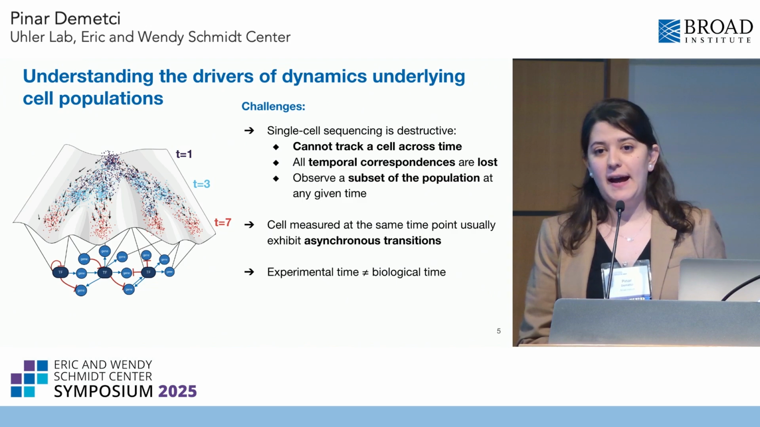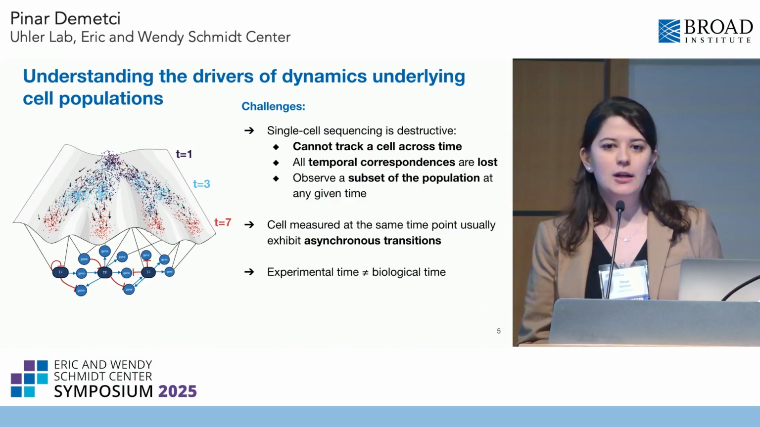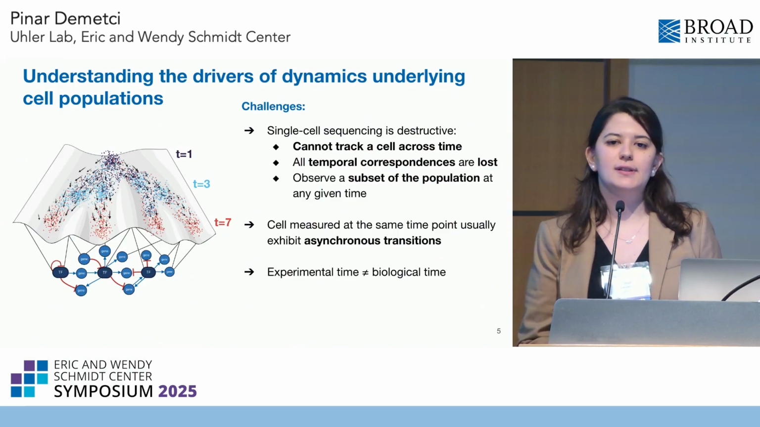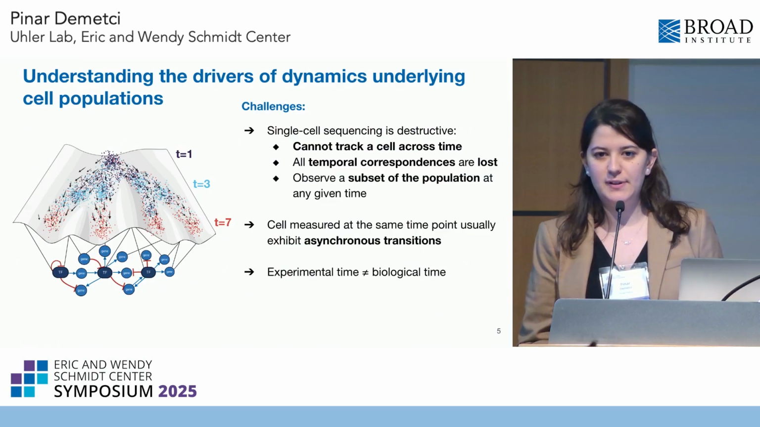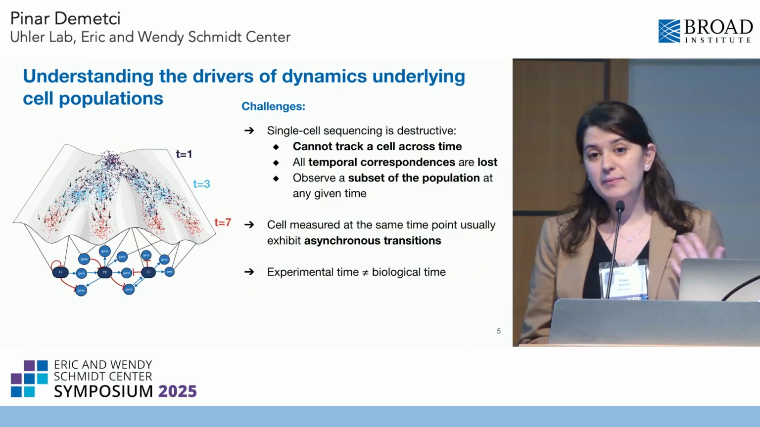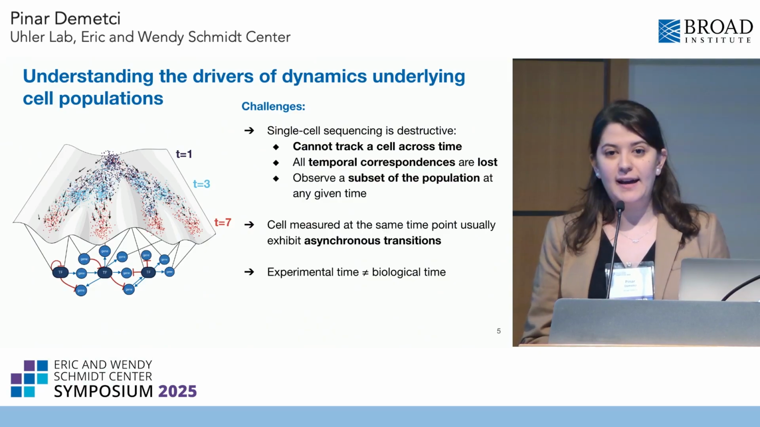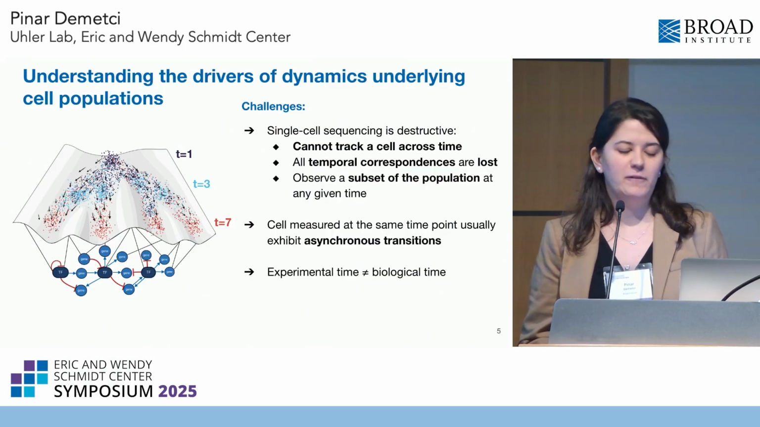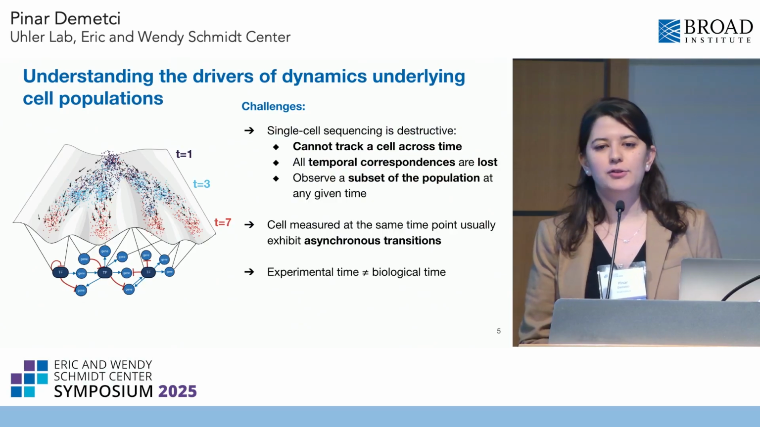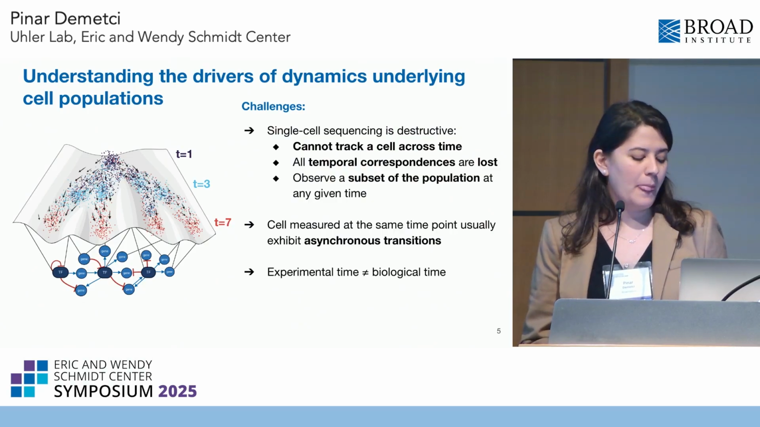Of course, the fact that single-cell sequencing is destructive makes this challenging because we can't track the cells across time. What we have usually is just snapshots from subsets of the population at different time points. But since the sampling is random, we could very likely match cells across time points, because with random sampling, we can assume that it's going to be a pretty good representation of the population at that time point.